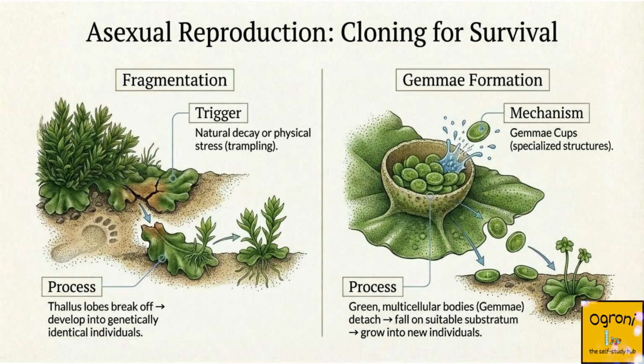Gemma formation. Gemma are green, multicellular reproductive bodies. They are formed in gemma cups, on phyllodes, seta, or even inside cells. When gemma detach and fall on a suitable surface, they grow into a new bryophyte plant.